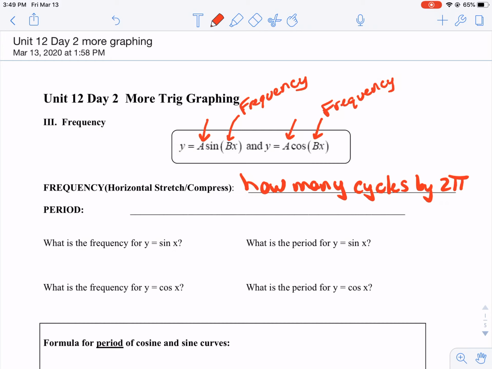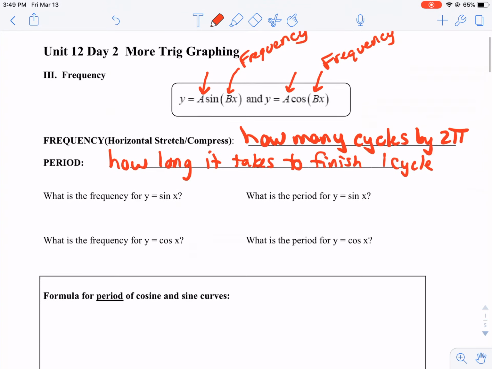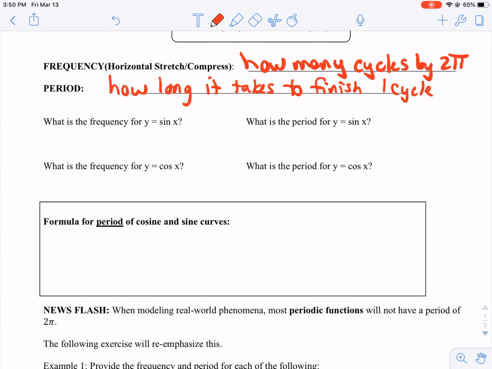Okay? So the period is how long it takes to finish one cycle. Talked about that in the last lesson a little bit. How long it takes to finish one cycle is known as a period. How many cycles you can fit into 2 pi is called the frequency.